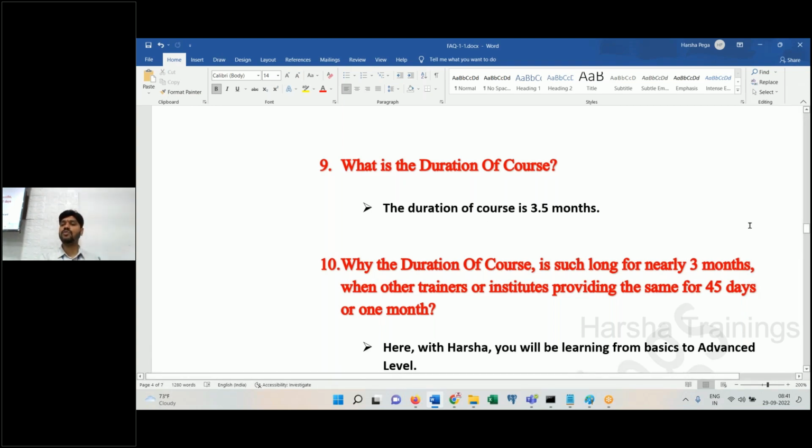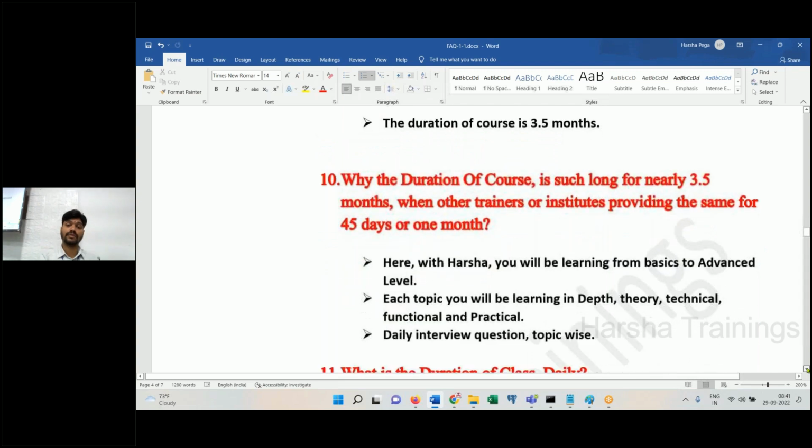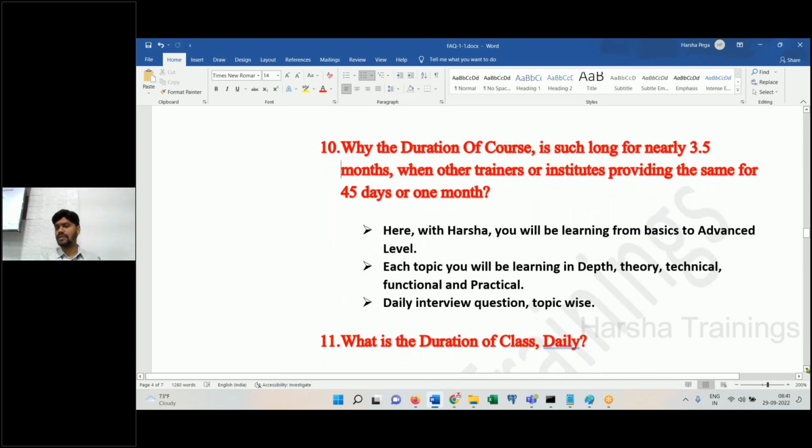And why is the duration of the course such a long 3.5 months, when you are getting the same course for 45 days or 2 months from other academies or institutions? To tell you this, you will come to know about our process. We are going to follow a lot of process. It is not simply that you join, you learn, and we go away. The trainer is not going to be out of touch with you. So the process is different, and the knowledge, skill-wise and topics, we are going to see in depth.